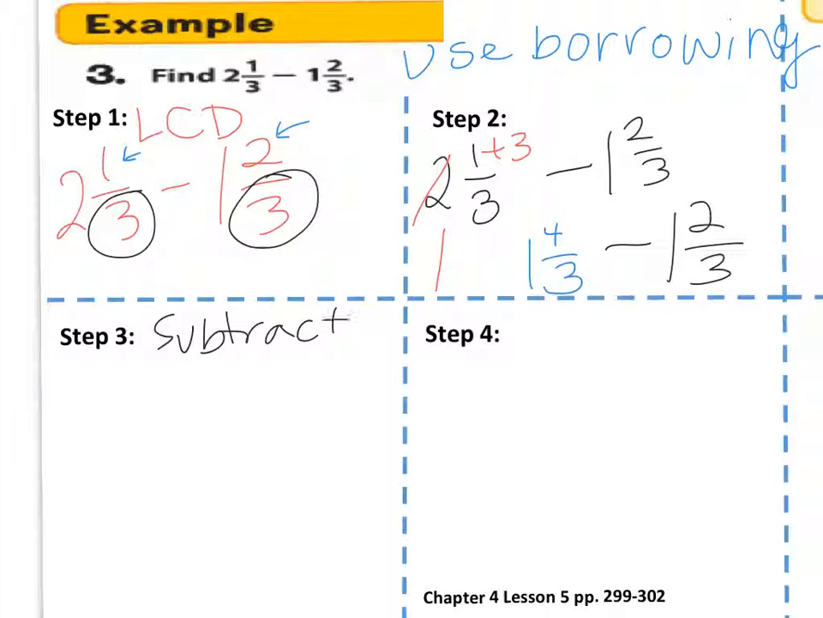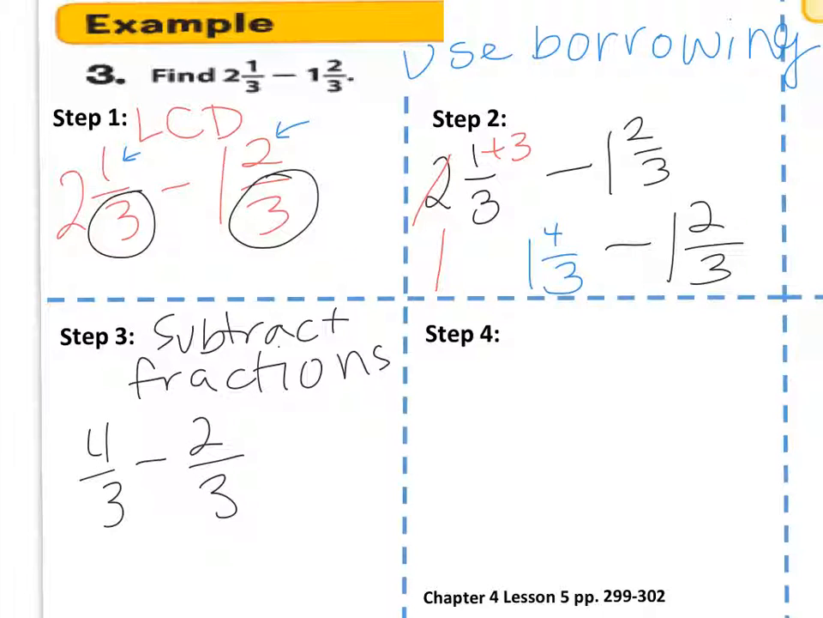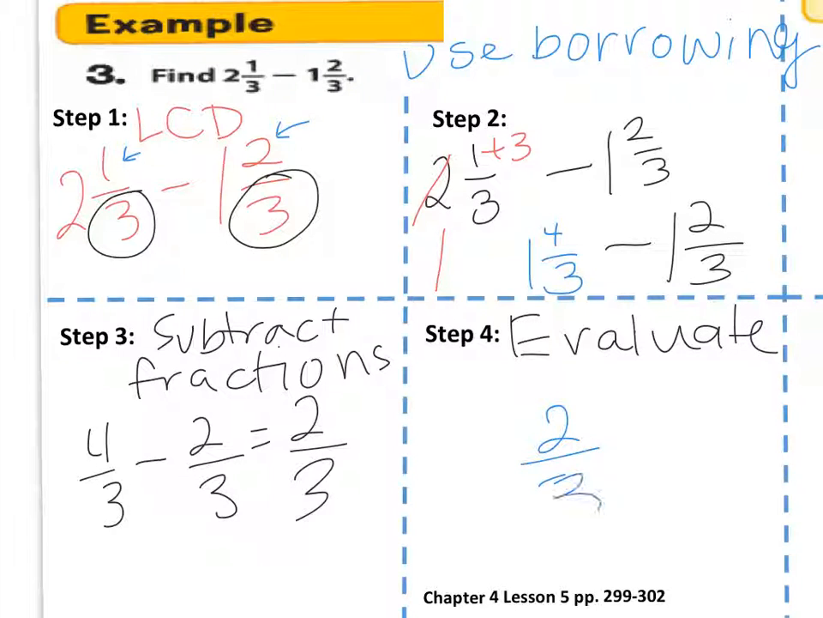So subtract the fractions in step 3. I have 4 over 3 minus 2 over 3, which is 2 over 3. And then my final answer, when I evaluate, is 2/3. The reason why it's 2/3 is because there is no more whole number, because 1 minus 1 was 0, so I have no more whole number, just the fraction part.